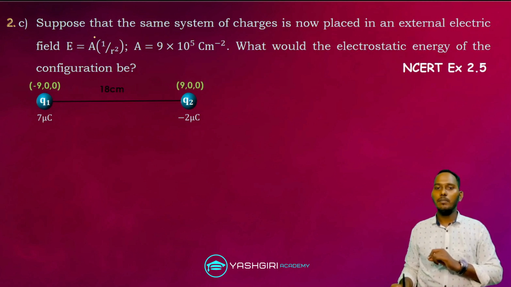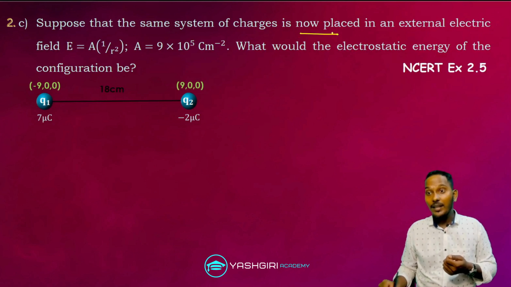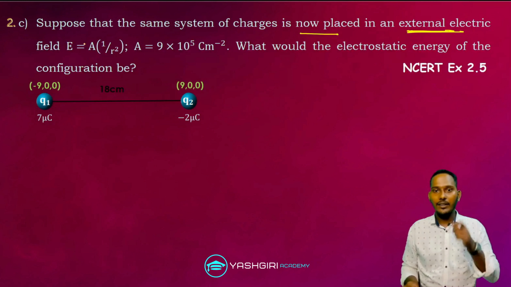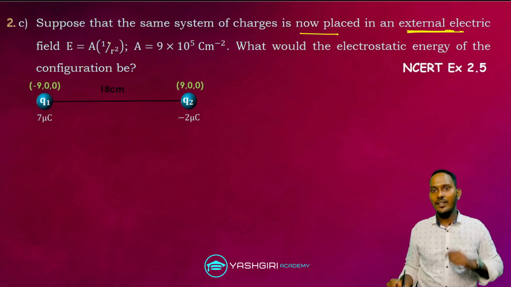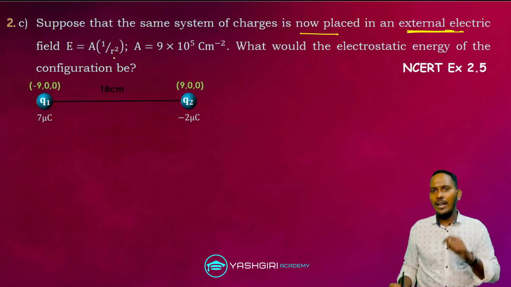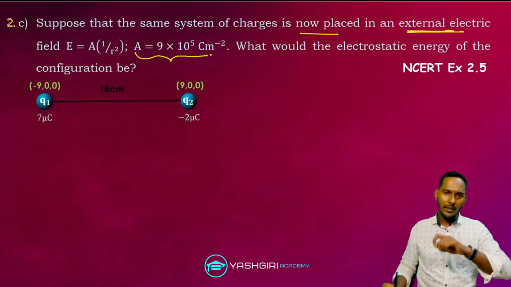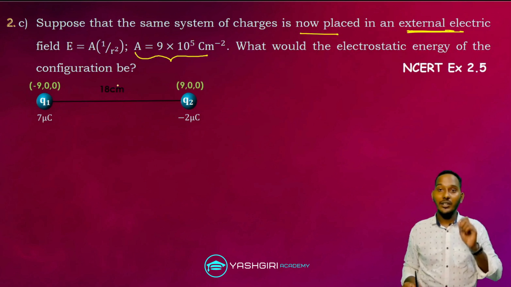If you just see, the third part says, suppose that the same system of charges is now placed in an external electric field. We are placing them in some external electric field which is given as E = A into 1 over r square, where A is some constant, and the value of A is given as 9 into 10 to the power 5 coulomb per meter squared. What would be the electrostatic energy of the configuration?